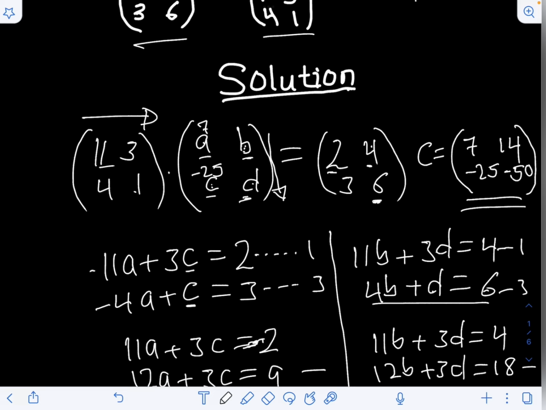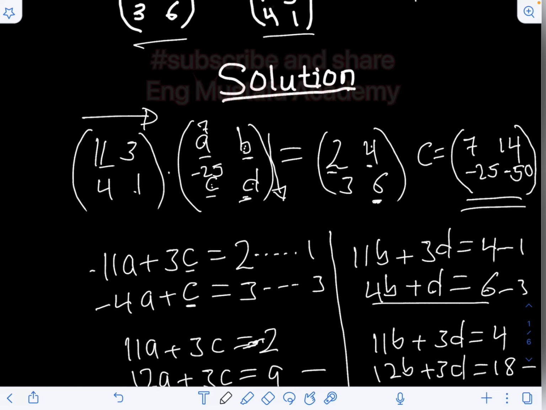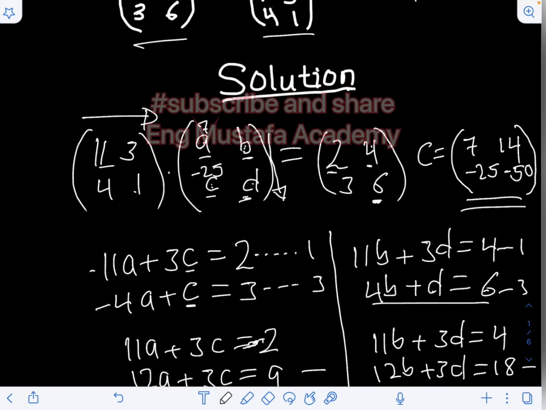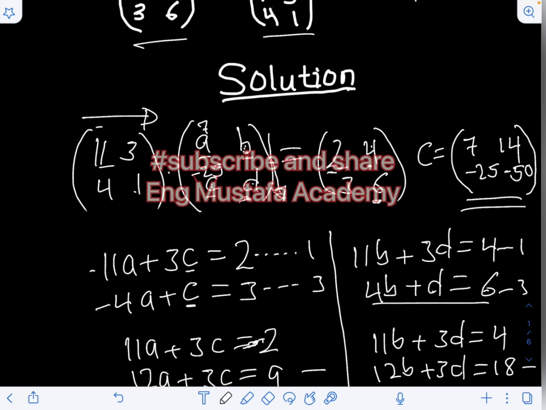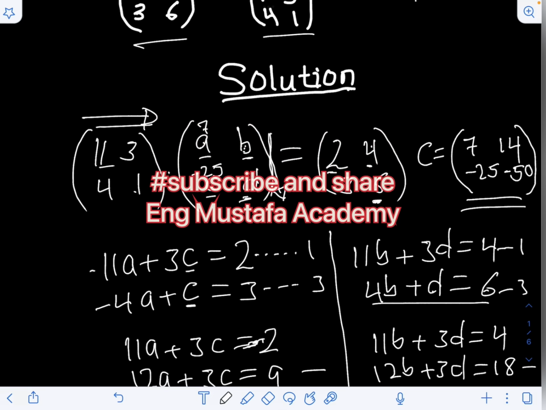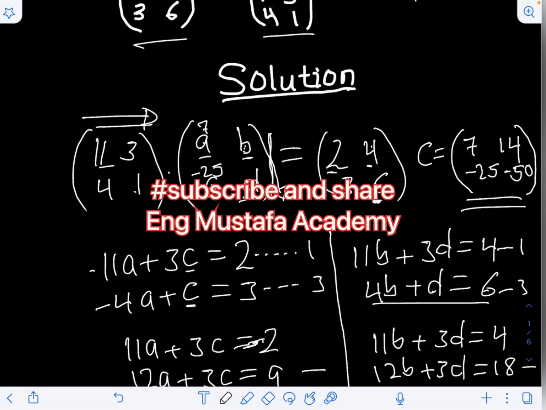So it's very easy. But the most important thing you must understand is how to multiply row times column. That's very important. This row times this column. Then you will understand the concept of this topic.